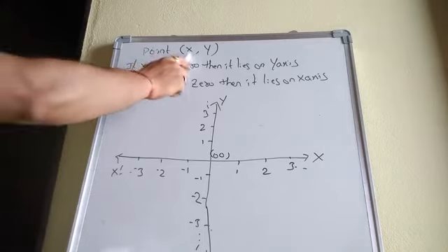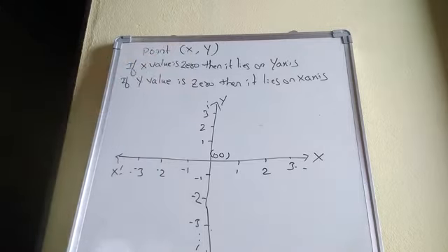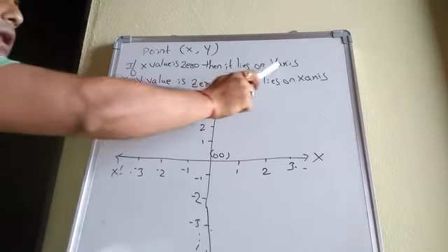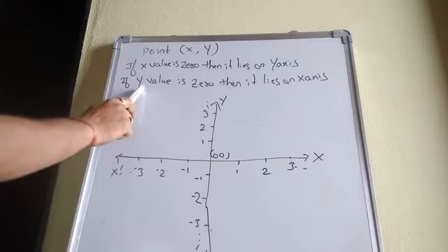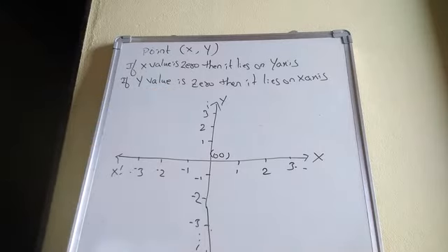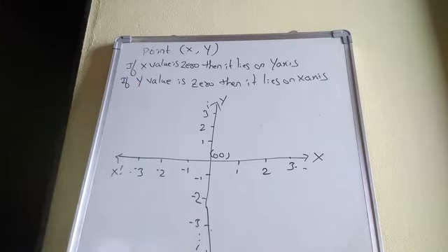See, a point consists of two numbers, x and y, right? If in a point the x value, that is the first number, the abscissa, is 0, then such a point lies on the y-axis. If the y value is 0, that is, its ordinate is 0, then such a point lies on the x-axis.